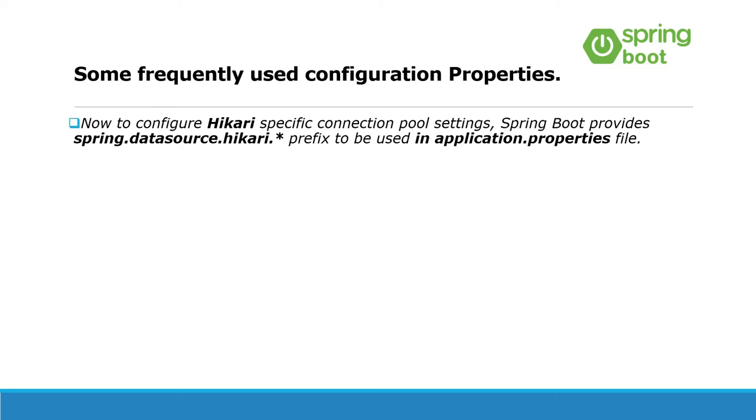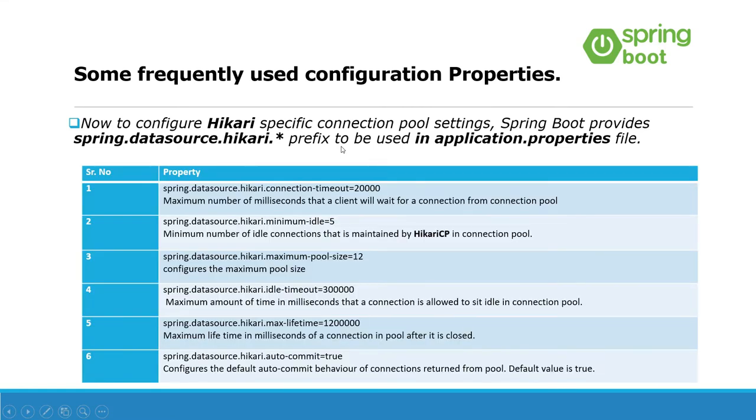Now we are going to talk about some frequently used configuration properties in application.properties related to Hikari connection pool. First of all, keep in mind that to configure Hikari-specific connection pool settings, Spring Boot provides the prefix spring.datasource.hikari, and the asterisk can be replaced with different properties. Let's look at a few properties. In every property, this is the prefix. The first property I would like to talk about is connection timeout, which I have specified as 20,000 milliseconds.